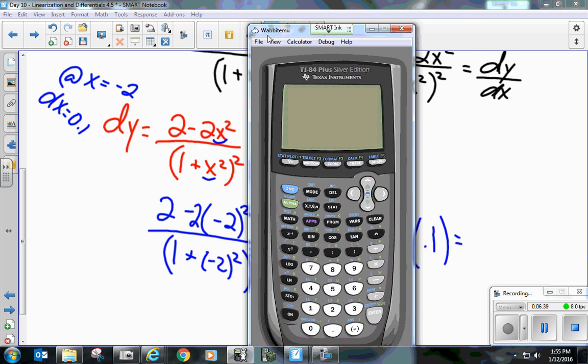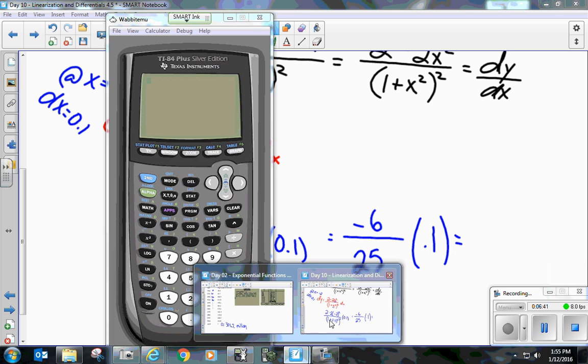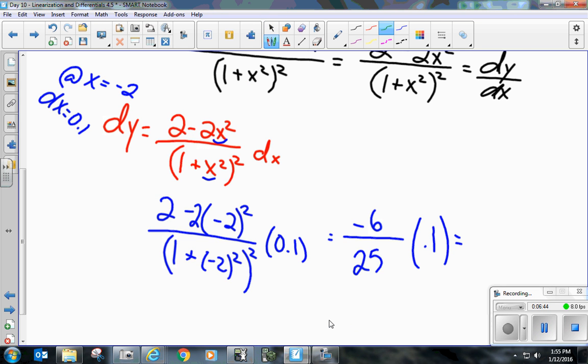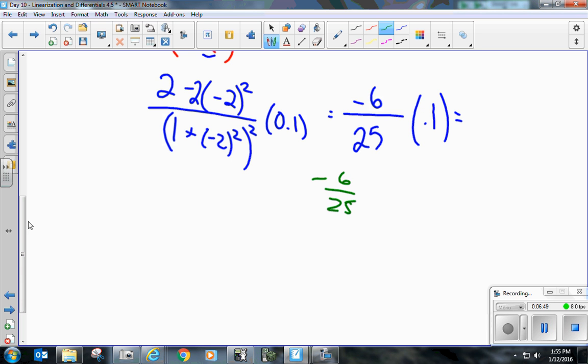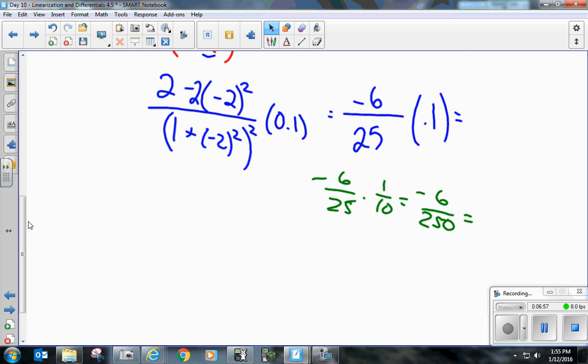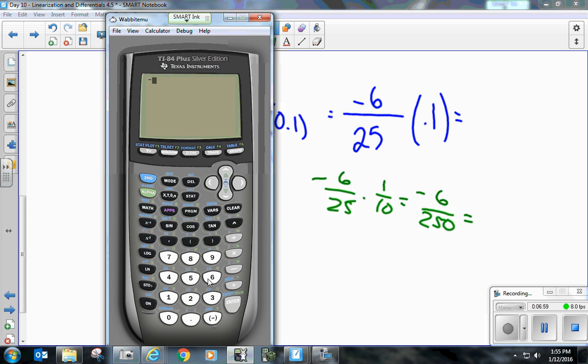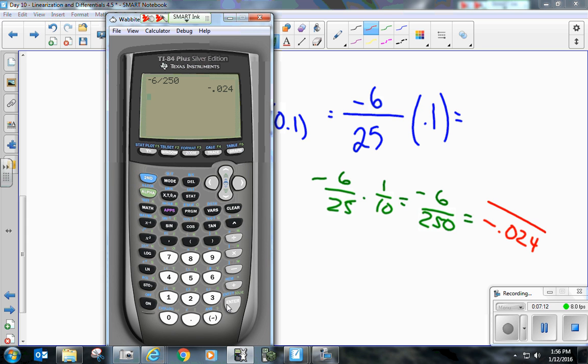Well, that's technically 1/10. I mean, I can do it this way. That's technically -6 over 25 times 1/10, which is -6 over 250. Now put that in the calculator. -6 divided by 250, -0.024. Now, let's see if we put this in.